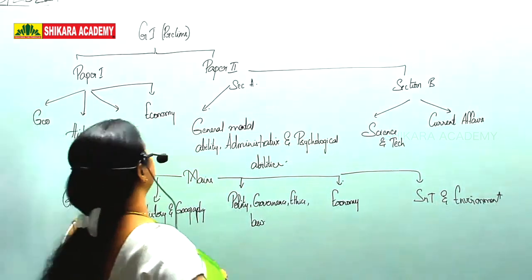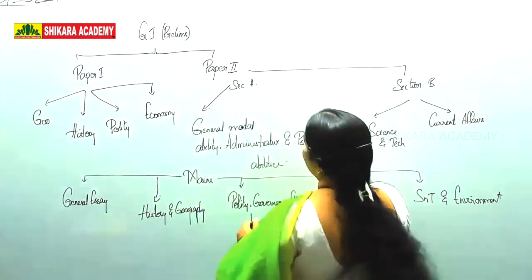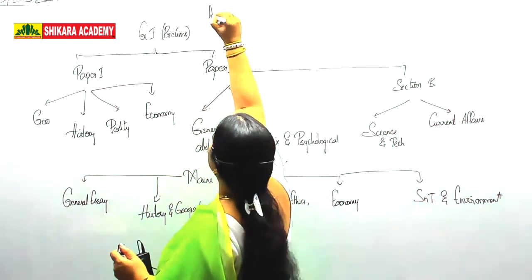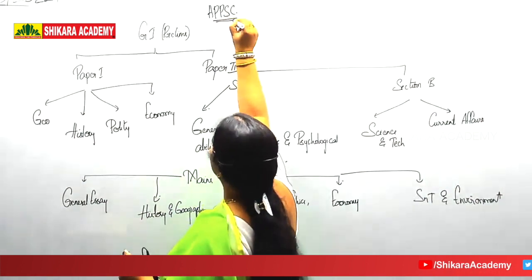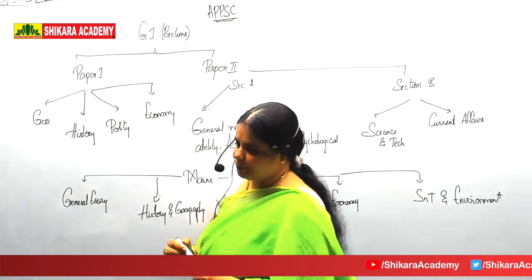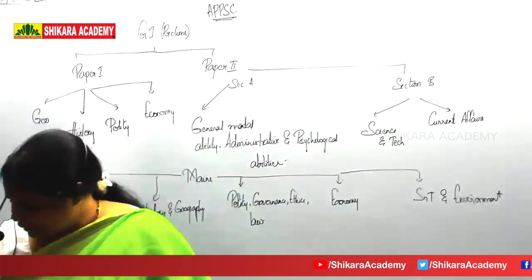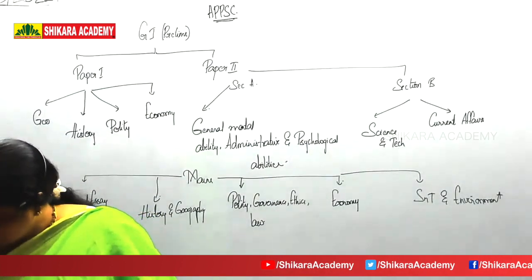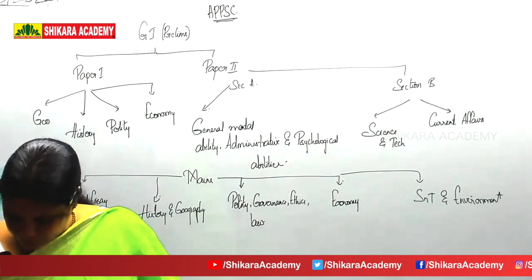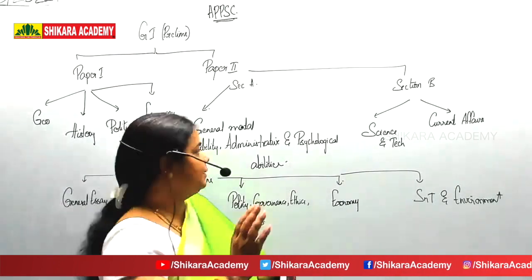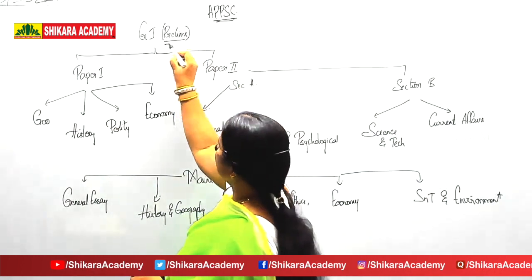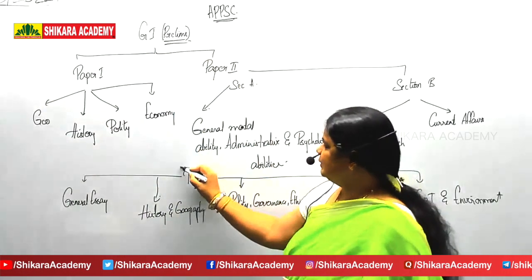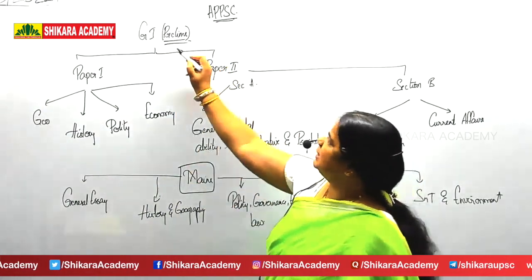Now, today's session I would like to give a brief overview of APPSC Group 1, the structure for the exam, what should be studied, and how one should prepare for this. This is the whole idea. Basically, APPSC Group 1 has these segments. Group 1 is a two-stage exam. One is prelims, the other is mains. This is stage 2, this is stage 1.